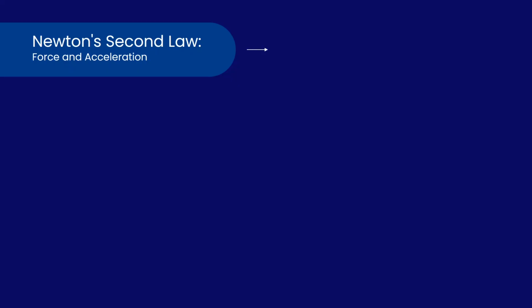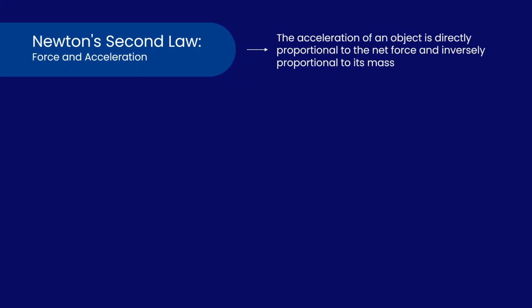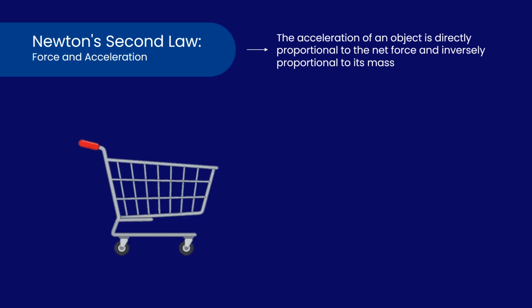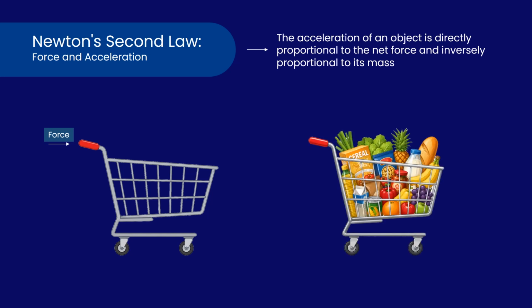Newton's second law explains how force, mass, and acceleration are related. See here, an empty shopping cart moves easily and accelerates at a faster rate when pushed. But a shopping cart filled with groceries has more mass. So with the same push, it accelerates less. This is why greater force increases acceleration while greater mass reduces acceleration. This relationship is expressed as force is equal to mass times acceleration.